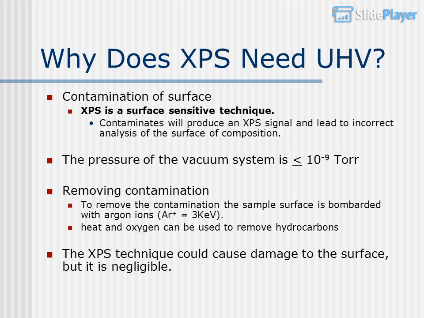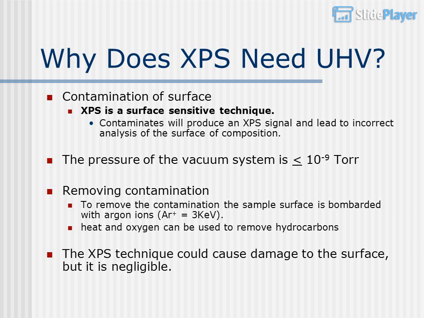Why does XPS need UHV? Contamination of the surface. XPS is a surface-sensitive technique. Contaminants will produce an XPS signal and lead to incorrect analysis of the surface composition. The pressure of the vacuum system is less than 10 to the minus 9 torr.